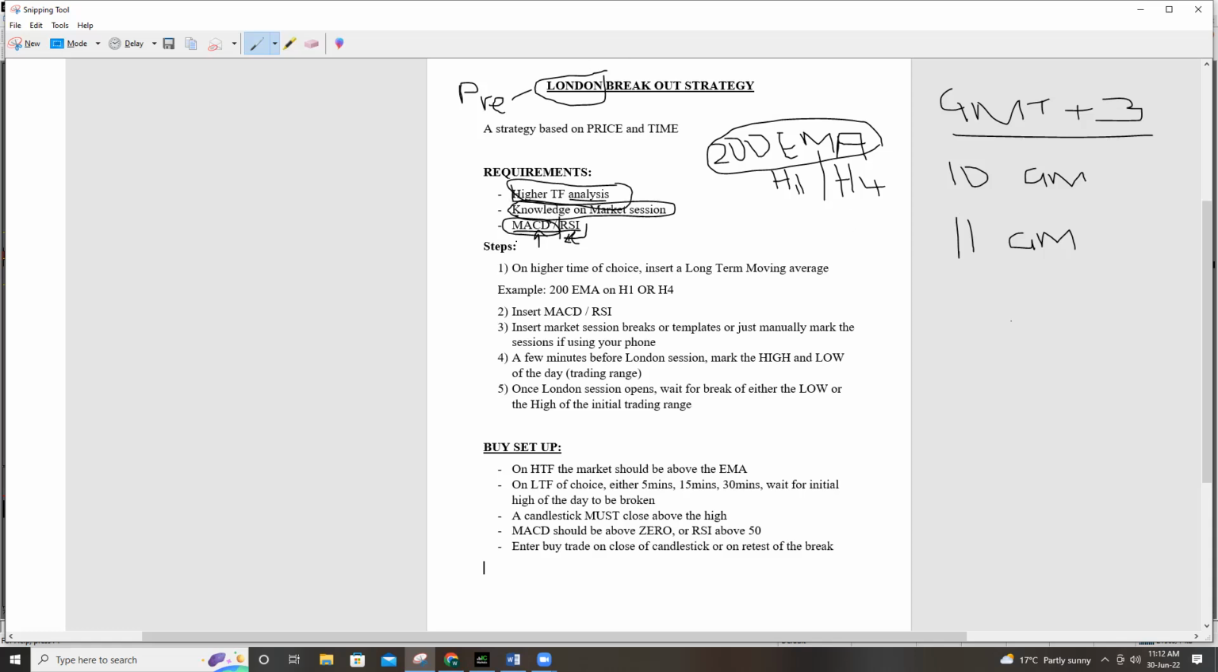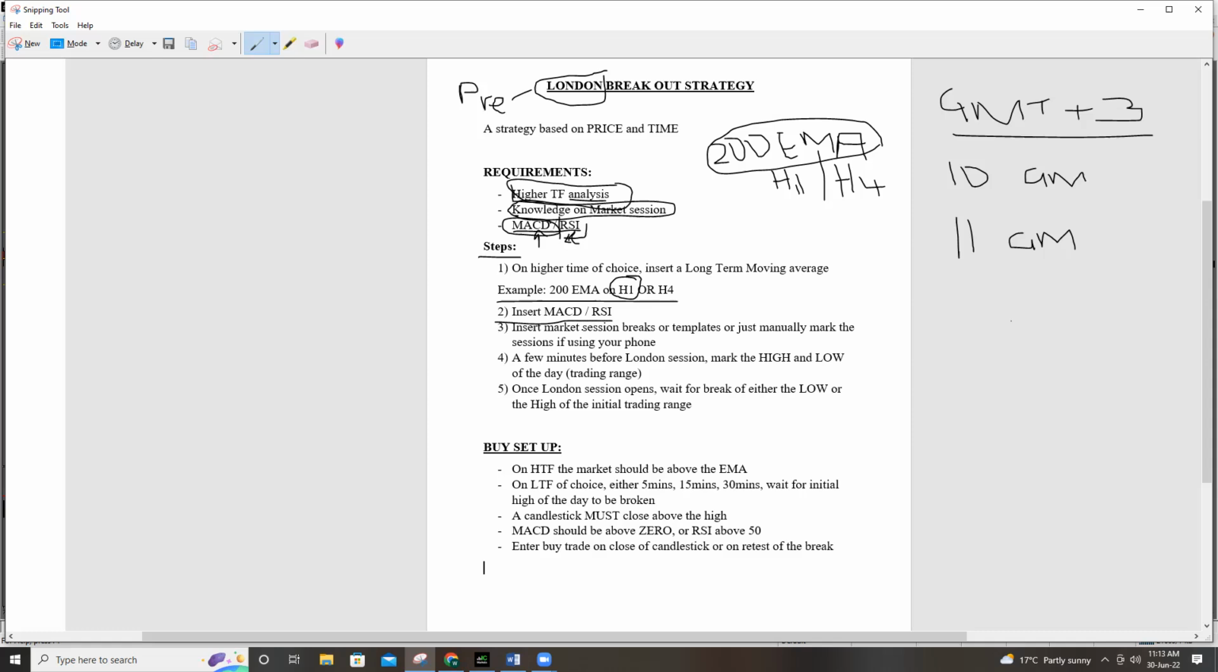Now, what are the steps of trading this strategy? Step number one, on the higher time frame of choice, insert a long-term moving average. I've already mentioned these. You do a 200 EMA either on H1 or H4. What's my favorite? My favorite is, of course, the H1 because I want to get in and get out really, not really fast because it's not scalping, but I don't want to spend so much time. An hour or 2 hours or 5 maximum, enough. You earn a lot in that and you meet your targets. Then, of course, you're going to insert the MACD or the RSI.